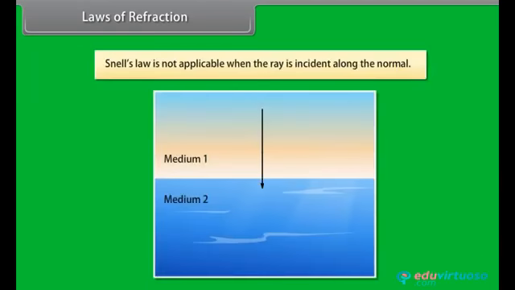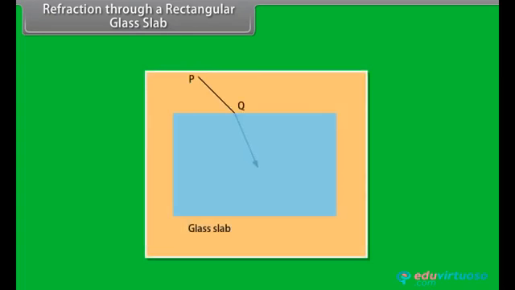Snell's law is not applicable when the ray is incident along the normal. Refraction through a rectangular glass slab. Consider a rectangular transparent slab made of a material of refractive index n. Let a ray of light PQ enter from air at Q. This ray is refracted at the upper surface of the glass slab and moves along QR within the slab. At R, it gets refracted again and emerges into the air.